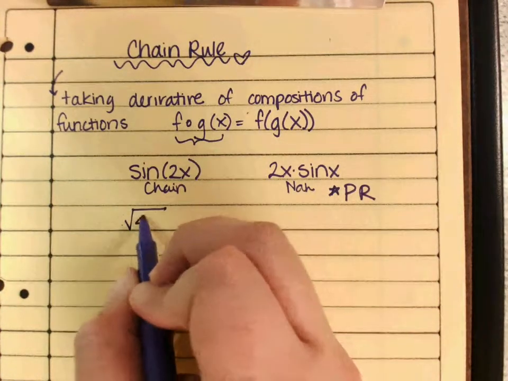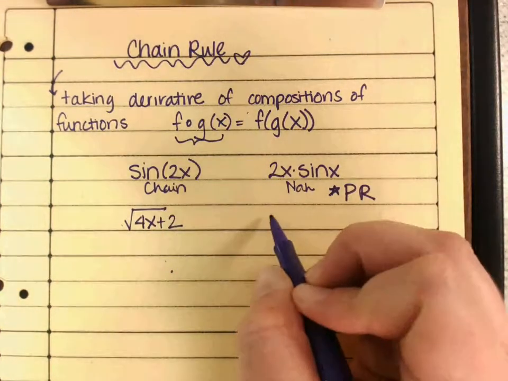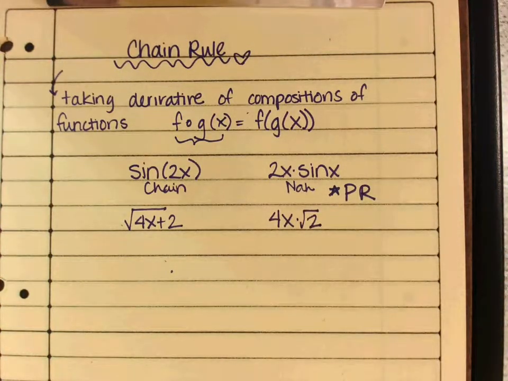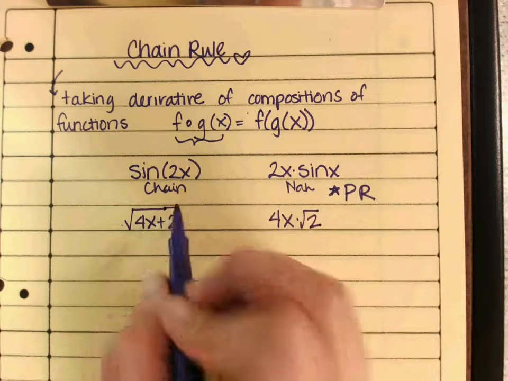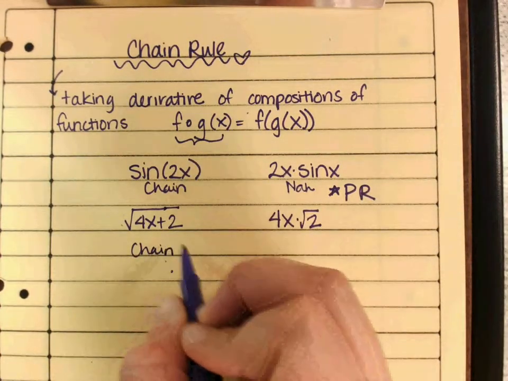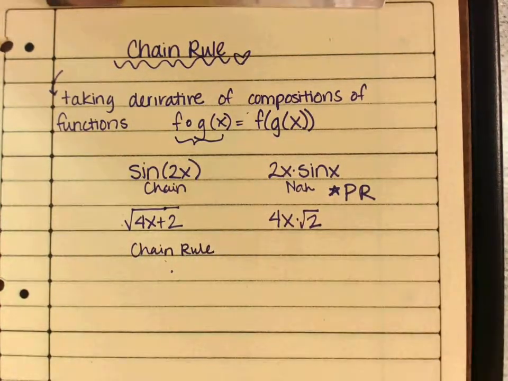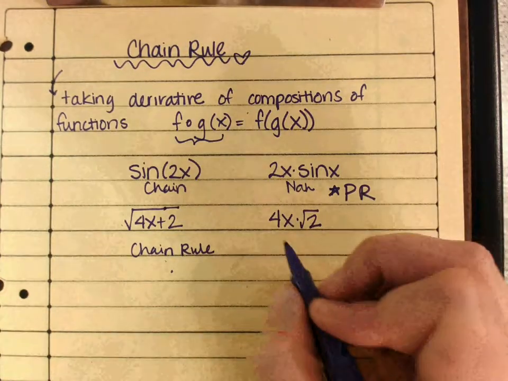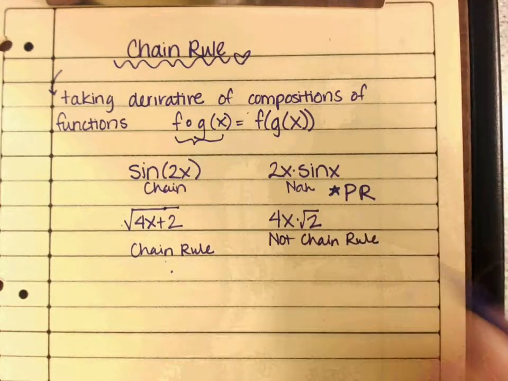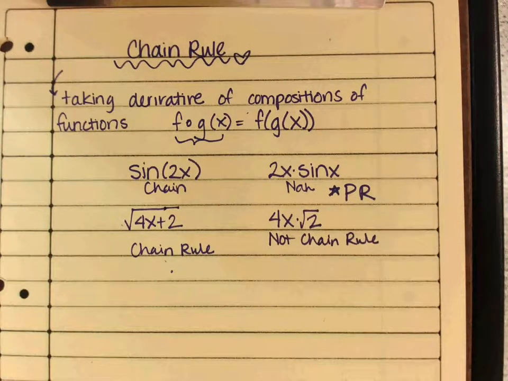Square root of 4x plus 2 and 4x square root 2x. Is the 2 inside the 4x? Yes. Look at the first one. Is one function plugged into the other? Yes, then it's chain rule. But look at the second one. If it's 4x times square root 2x, that is not chain rule. So make sure that you understand the difference. If it's a product, you're using product rule. If it's one inside the other, that's when you'll use chain rule.